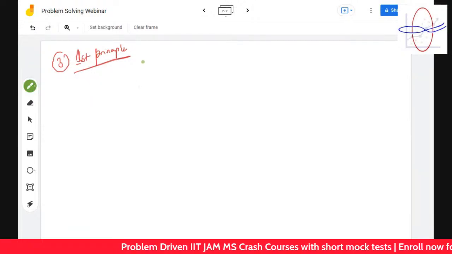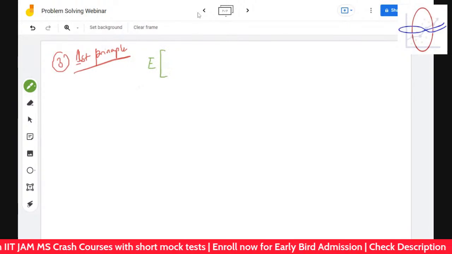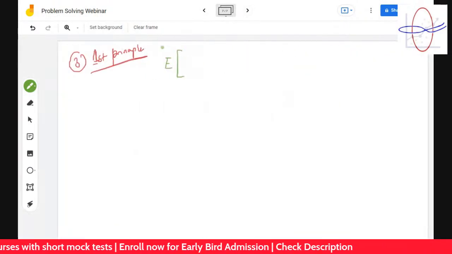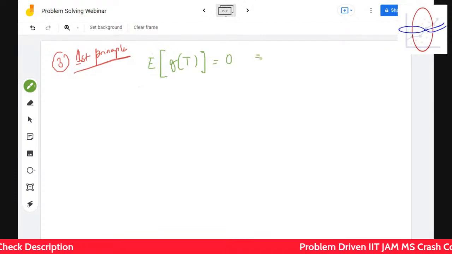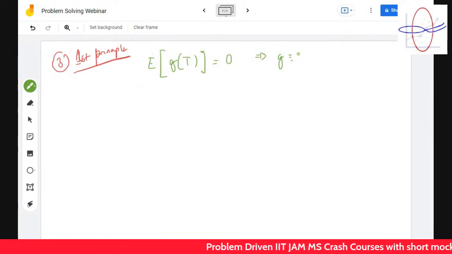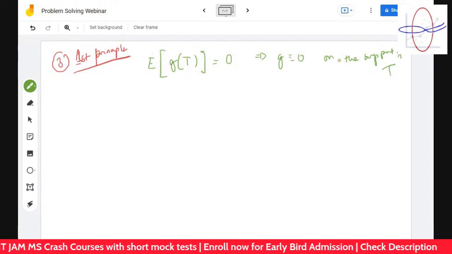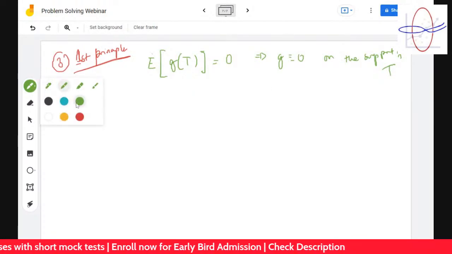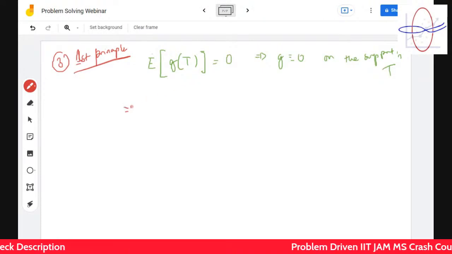So, what is the completeness? It's the expectation of g of t equal to 0 implies g is equal to 0 on the support of t. Remember that support of t. Let's compute that by using LOTUS.